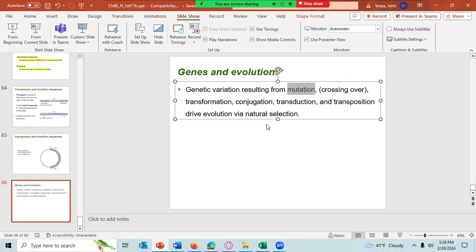Any question about any of that? All right, so that's genes and evolution. That's it for chapter 8. Any questions about chapter 8?